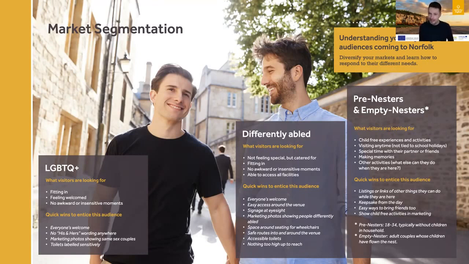Now, another audience is the pre-nesters and the empty nesters. And again, this is a very tourism segmentation term that you will hear across the industry. So when I talk about a pre-nester, I'm talking about somebody aged between 18 and 34 on average. And typically, these are the people without children in their household. So these are the people who have not yet had children, and they've got more time on their hands, more money, and more flexibility. They can travel out of school holidays and half term, and they have that time to do that. So that could be an audience that you tap into.